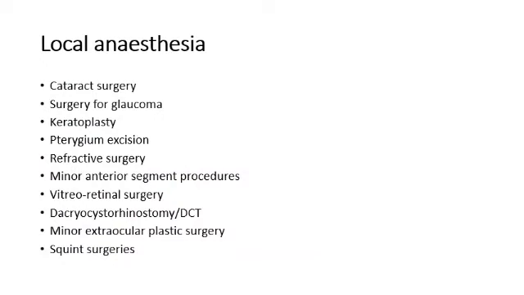So coming to local anesthesia, it is used for various ocular surgeries, a commonly used type of anesthesia, like for cataract surgery, glaucoma surgeries, in the cornea department for keratoplasty, pterygium excision, for various surgeries like refractive surgery, minor anterior segment procedures like foreign body removal, and in the retina department for vitreoretinal surgeries, and in the oculoplasty department for a dacryocystectomy or a dacryocystorhinostomy or minor extraocular plastic surgeries, and also in the squint department for squint surgeries.